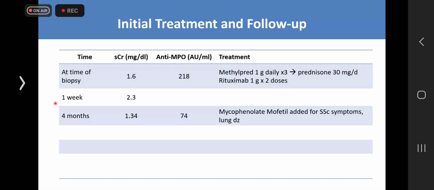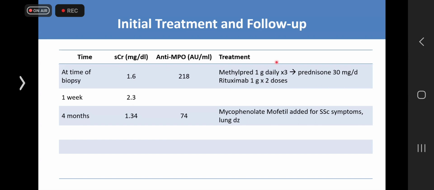Thanks very much, Dominic. So clearly we now have a diagnosis and he began treatment. So at the time of the biopsy, he was actually hospitalized, and he underwent a pulse of methylprednisolone, 1 gram daily for 3 days, and then transitioned to prednisone at 30 milligrams a day. And he was also treated with rituximab, and the dose he was given was 1 gram every fortnight.